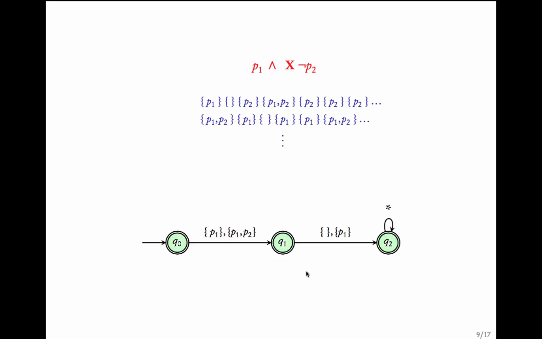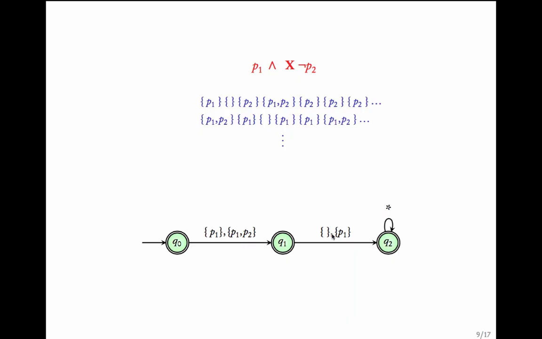So this is going to be the set of all words. Let us now try to give an automaton for this. The first letter it reads should contain P1, and the second letter it reads should not contain P2. Here is the automaton. The first transition is over either P1 or P1, P2. The second transition contains letters which do not have P2 in them.